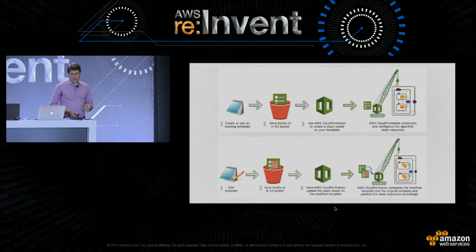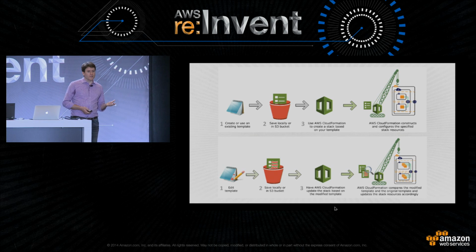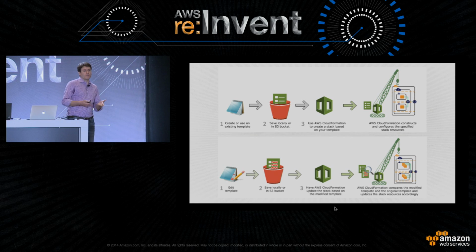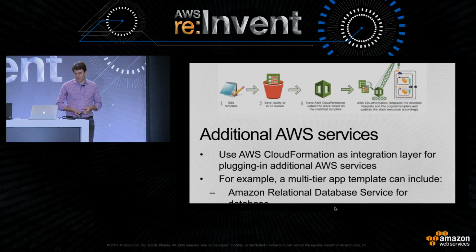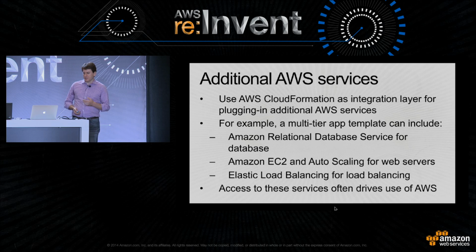So this is a brief diagram of how this works. I create a template, I store it either locally or more likely in S3 somewhere, and then I tell CloudFormation to create a stack from it. It goes ahead and does it. I can edit the template, and CloudFormation will then go ahead and update that when I want it to. And as I mentioned, this is great for working with multiple different AWS services.